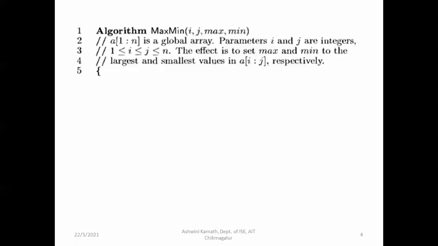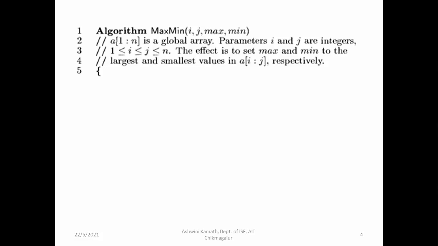Okay, we are passing A of 1 to n. So the initial value of i will be 1, j will be n. Parameters i and j are integers, both greater than or equal to 1 and less than or equal to n. The effect is to set max and min to the largest and smallest values in A of i to j respectively. The initial values of i and j will be 1 and n respectively.